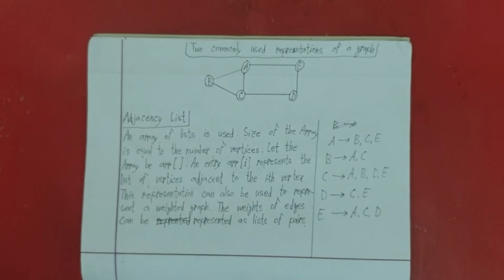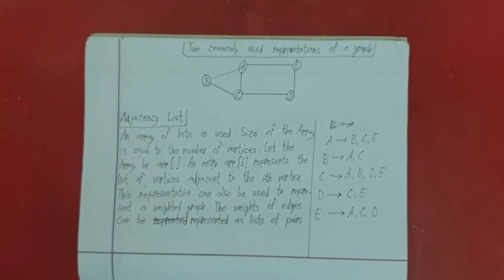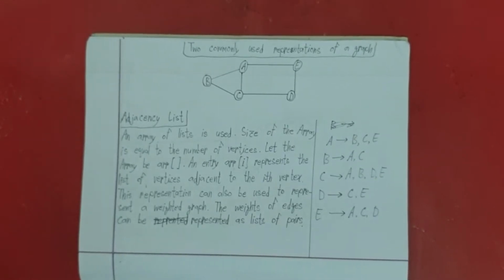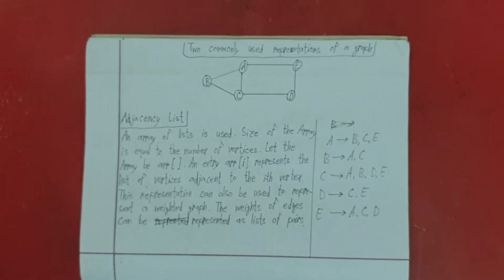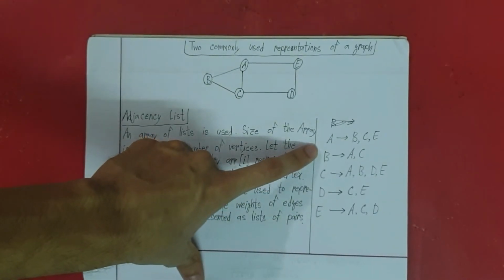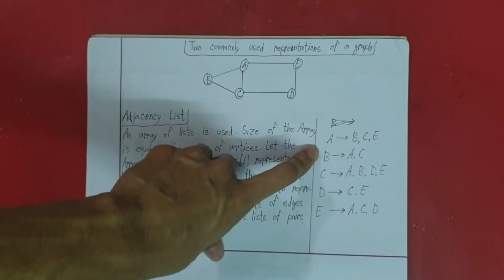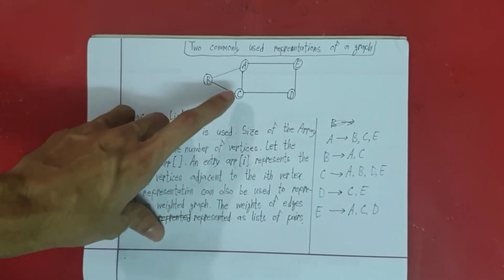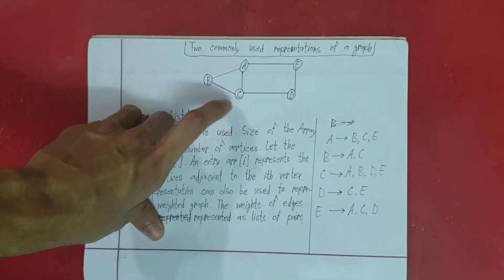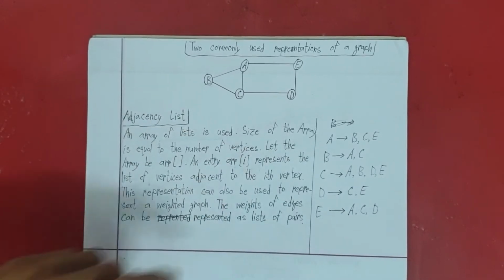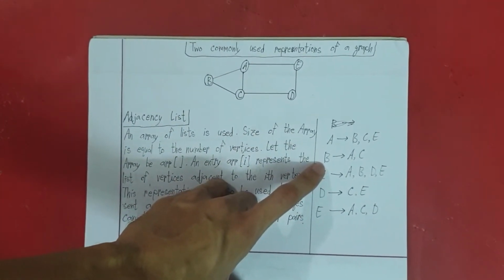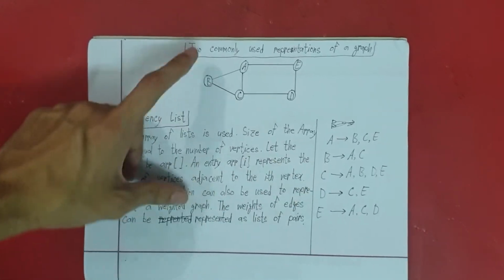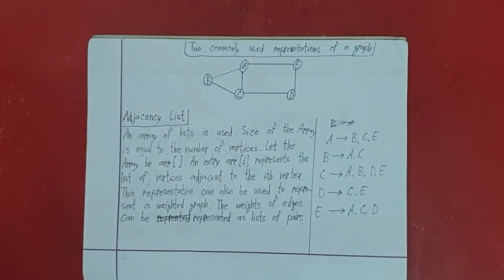Let the array be R. An entry array of I represents the list of vertices adjacent to the ith vertex. This representation can also be used to represent a weighted graph. The weights of edges can be represented as lists of pairs. So here vertex A has edges connecting it with the vertices B, C, and E. And vertex B has edges connecting it with the vertices A and C, and so on.